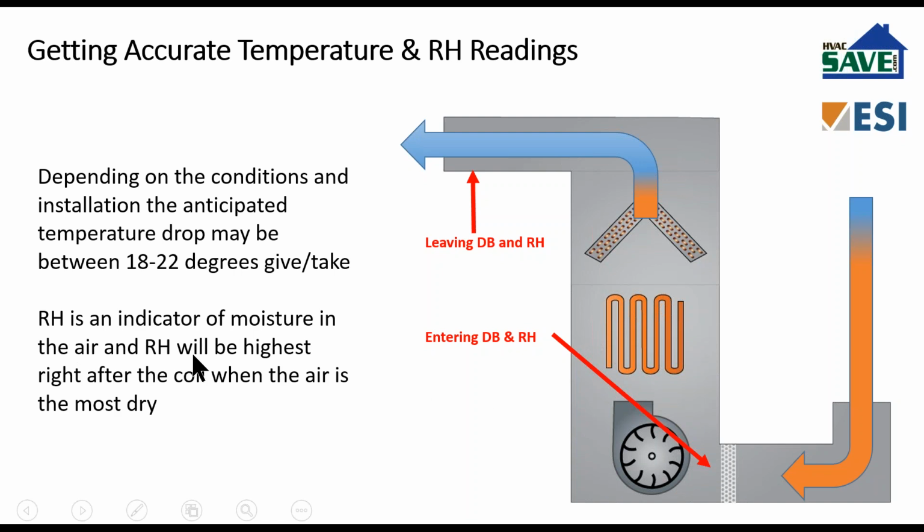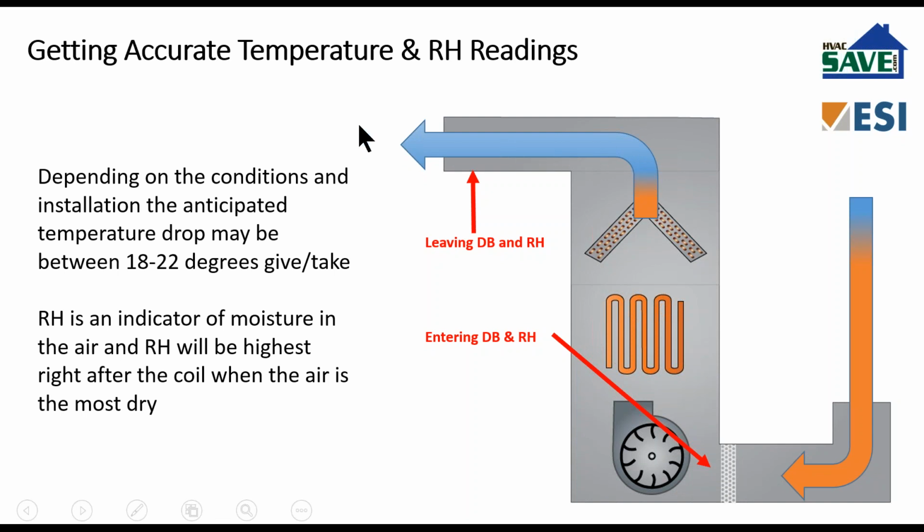This is a fault that we experience. Relative humidity reading in the supply. Okay? I should not say a fault, I should say a testing error. Relative humidity is an indicator of moisture in the air, and relative humidity will be highest right after the coil when the air is most dry. Here's where the air is most dry. Here is where the particles per square area of that air are the most dense, and therefore where the relative humidity is highest.